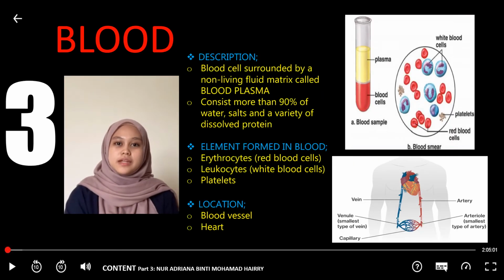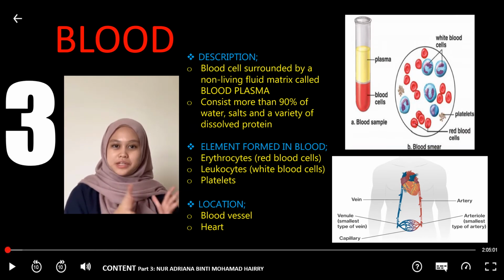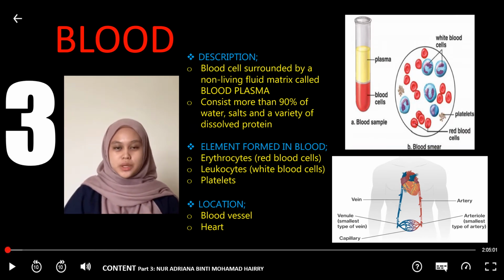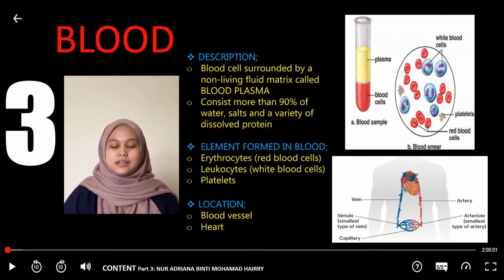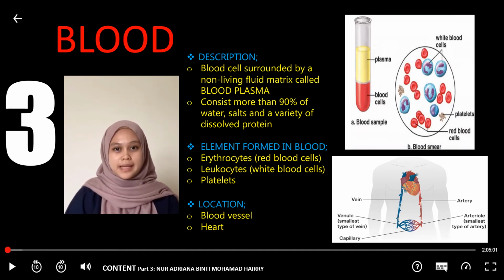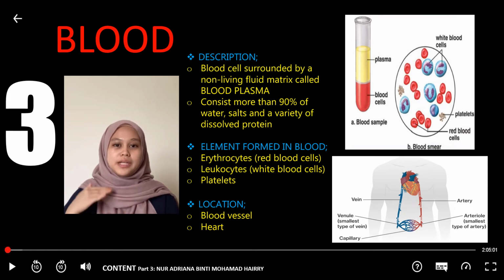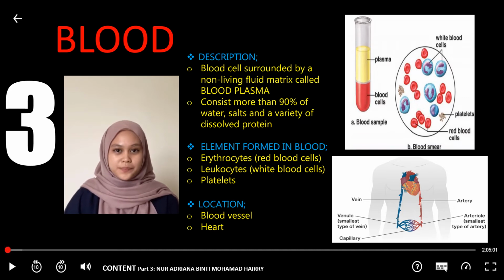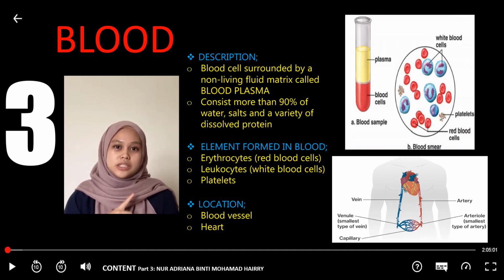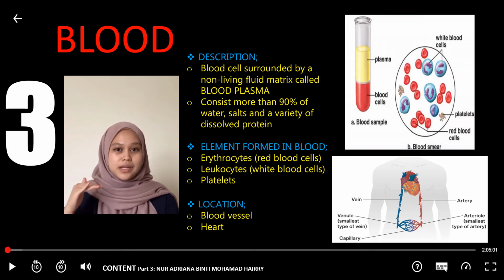Next, I will explain about blood. Blood is very different and unique from other connective tissue because blood is a fluid. It consists of blood cells that are surrounded by a non-living fluid matrix called blood plasma. So, we can say that blood plasma is the main component of blood. Blood plasma consists of more than 90% water, salt, and a variety of dissolved proteins. As you can see here, the blood plasma is at the upper level because it is lighter than the other levels. It consists of 90% water.